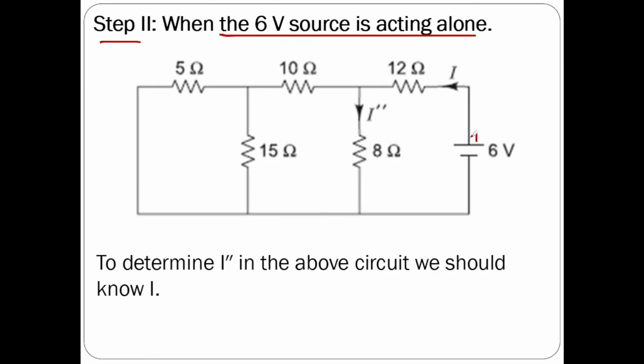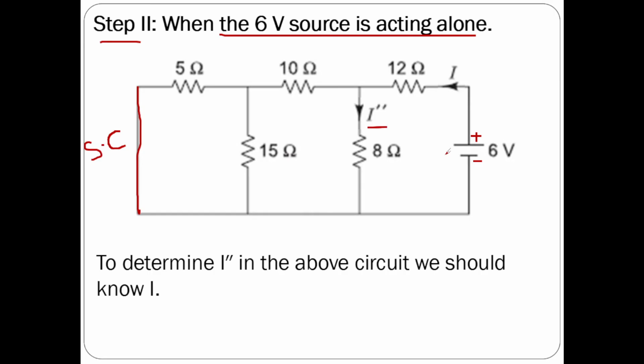This is the voltage source which is acting in the circuit, and the 4 volts voltage source has been replaced by a short circuit. Okay. Now what is our aim? Our aim is to determine the current flow through 8 ohms. So let us assume the current flowing through 8 ohms is I double dash.